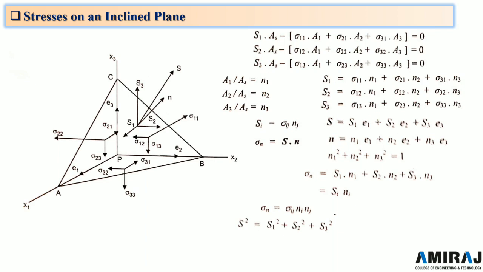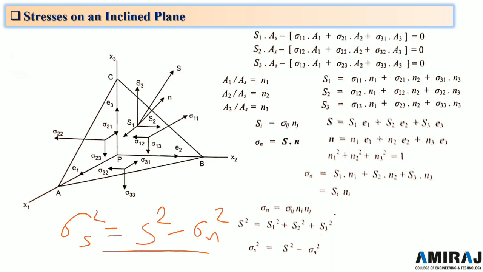Now the shear stress component sigma s acting on plane ABC can be determined by this final equation: sigma s square is equal to capital S square minus sigma n square, where sigma n is equal to sigma ij ni nj, and S square is equal to S1 square plus S2 square plus S3 square.